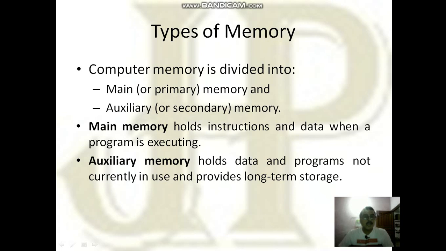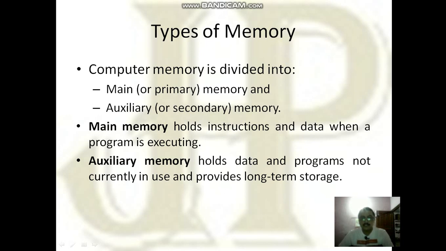Now, types of memory. Computer memory is divided into main memory or primary memory, and another one is known as secondary memory or auxiliary memory. But you have to be very cautious about that. Whenever anybody asks about memory, it means primary memory. So next point is, what is main memory?